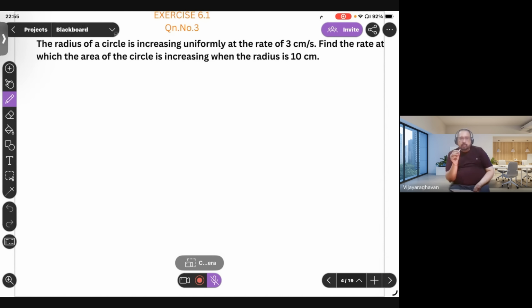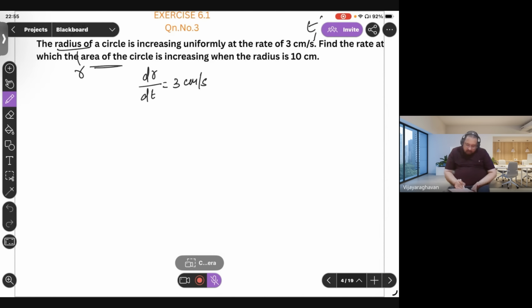The radius of a circle is increasing at the rate of 3 centimeter per second. So given t is given, radius is given, that is r. So we have been given dr/dt equals 3 centimeter per second. Find the rate at which the area of the circle is increasing.